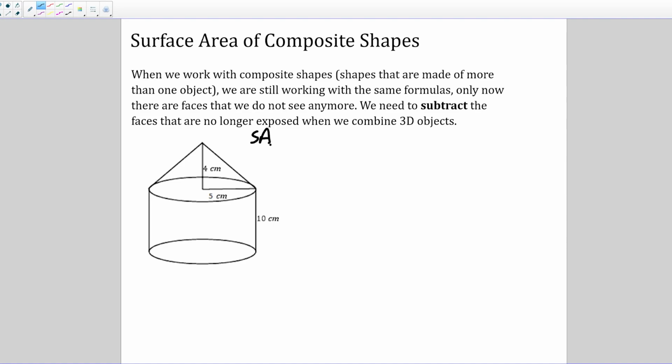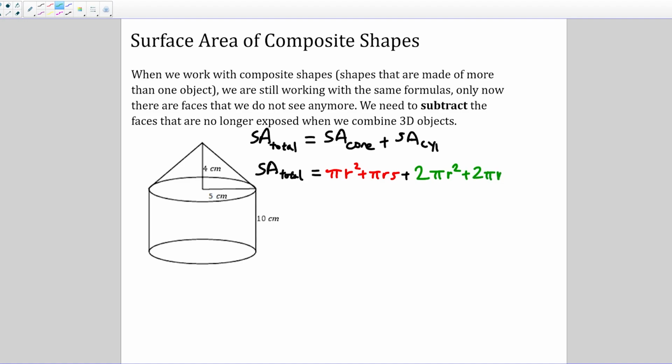So our total surface area is going to be some combination of the surface area of our cone plus the surface area of our cylinder. So writing down our mathematical formulas for each of these, and I'll do these in different colors. Our surface area of the cone will be pi r squared plus pi rs. And then for the cylinder, we have 2 pi r squared plus 2 pi rh. So now that we have our formula ready, let's try to figure out which portions we can actually cut out.